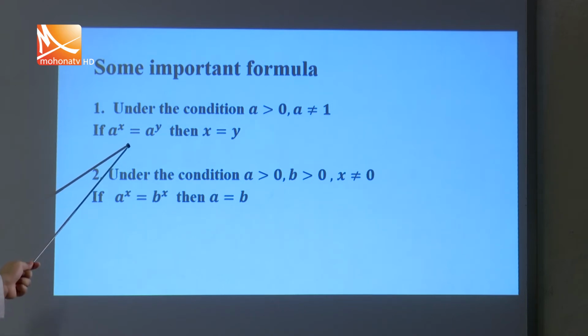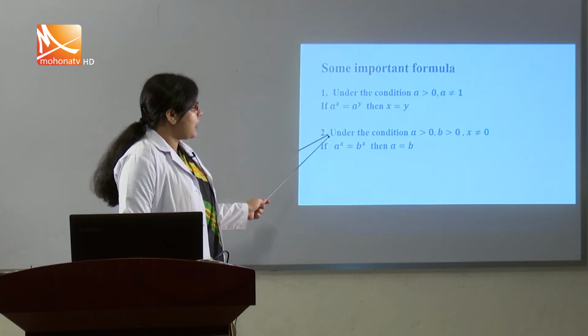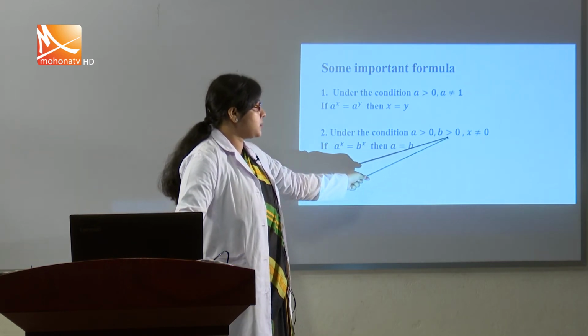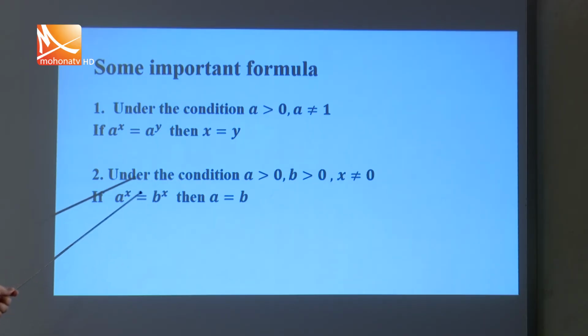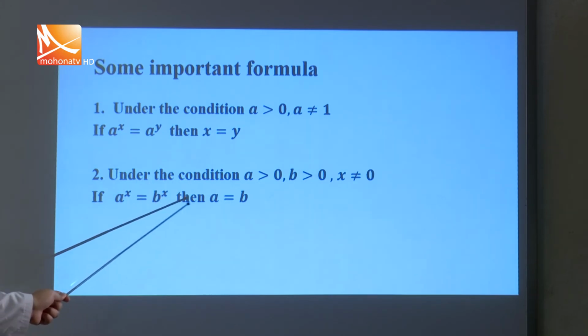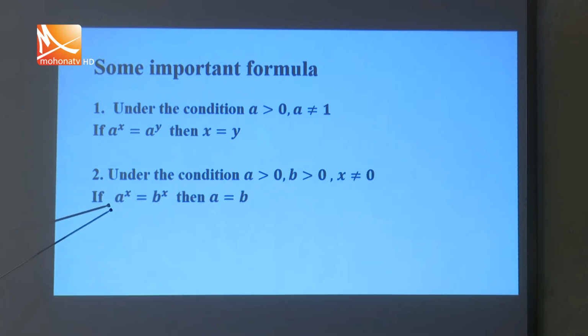So in this case we can say that if bases are equal in an equation, then their powers also should be equal. And formula number 2: under the condition a is greater than 0 and b is greater than 0, x is not equal to 0, if you have a to the power x equal to b to the power x, that means the powers are equal, then we can write a equal to b. Look at the condition that x cannot be 0. Why can x not be 0? You already know about the zero index, right? If you put 0 here and also 0 here, you will always get only 1. That's why we avoid 0 as index or power.